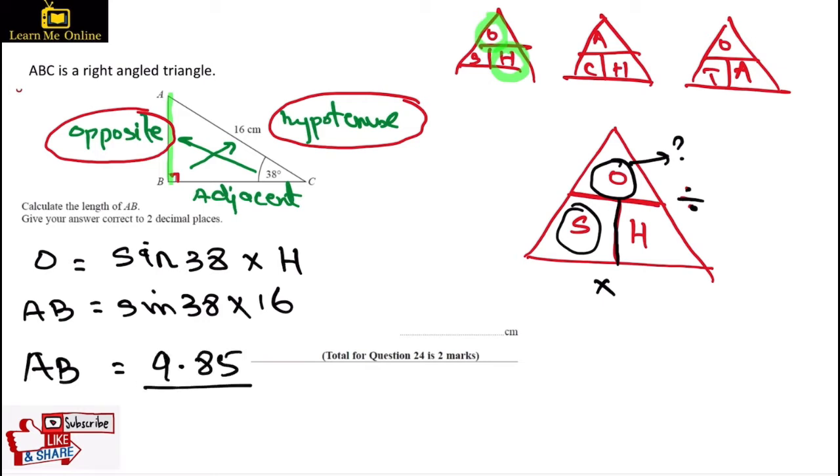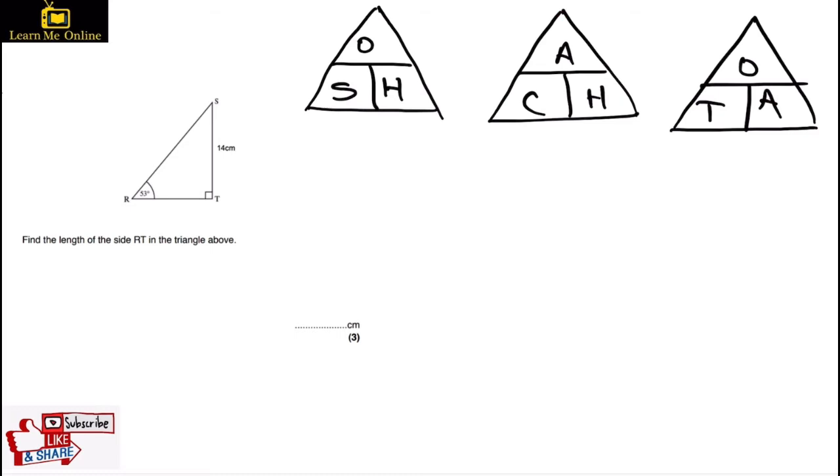So here we have got the length of the opposite, which is AB, is 9.85. We are writing down to 3 significant figures, so we are writing this down to 2 decimal places. Now let's have a look at the next example.